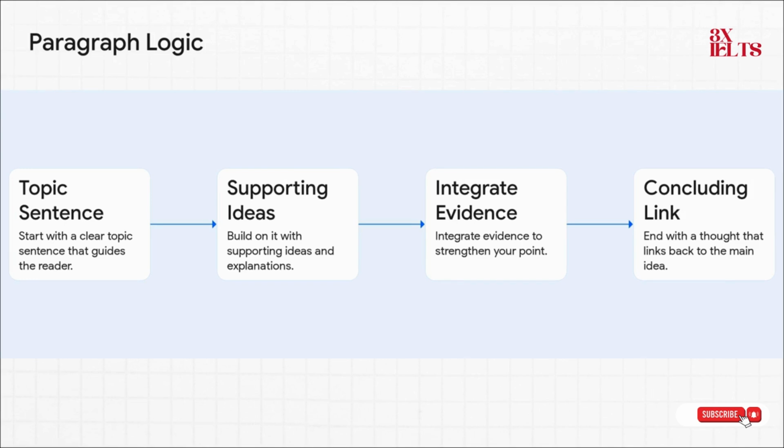It's a simple 4-step process. Step 1, start with a super clear topic sentence. The reader needs to know what's coming. Step 2, build on that with your explanation. Step 3, back it up. Use a specific example or some evidence to make your point solid. And finally, step 4, wrap it all up with a concluding thought that connects right back to your main point. Follow that logic and you'll be writing powerful, cohesive paragraphs every single time.